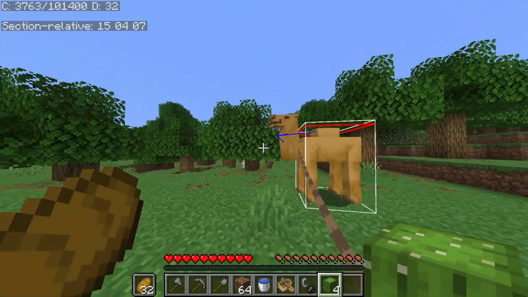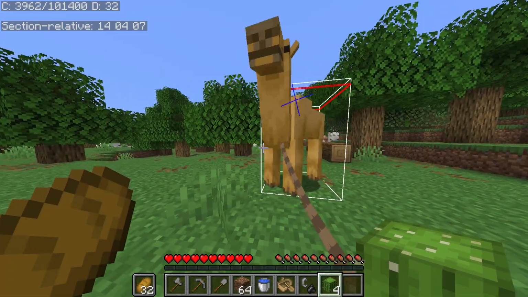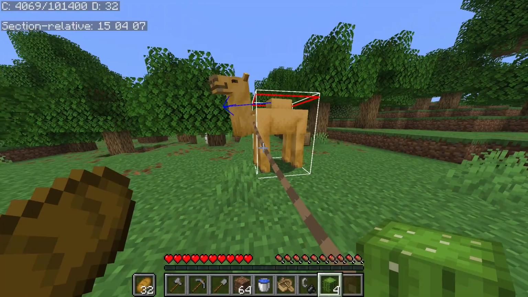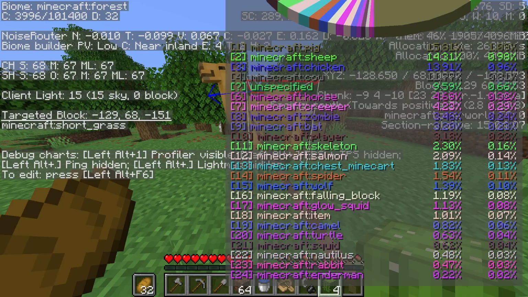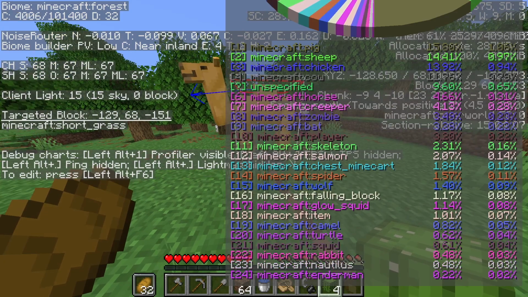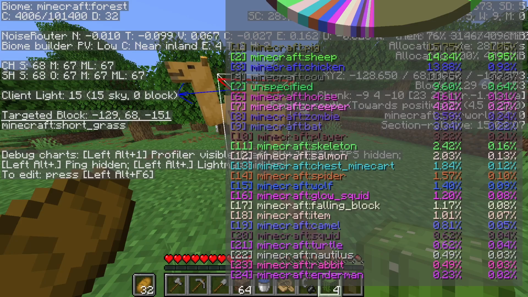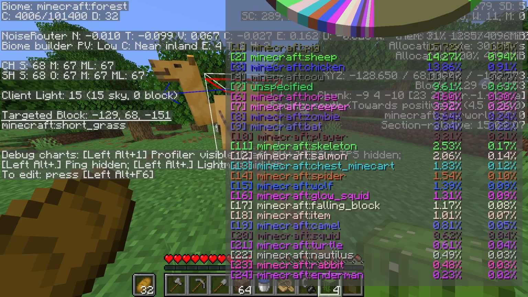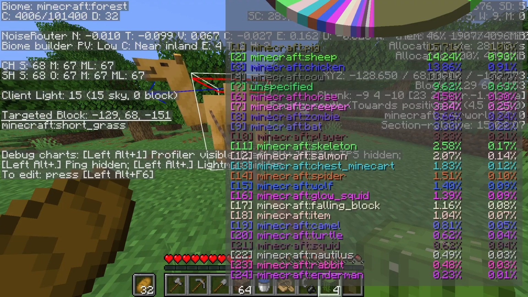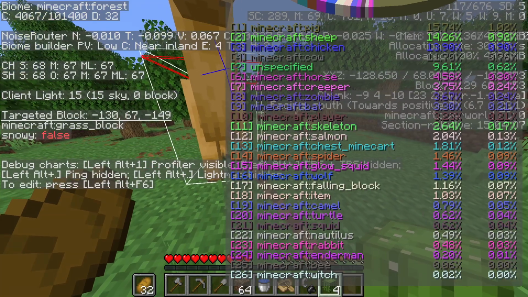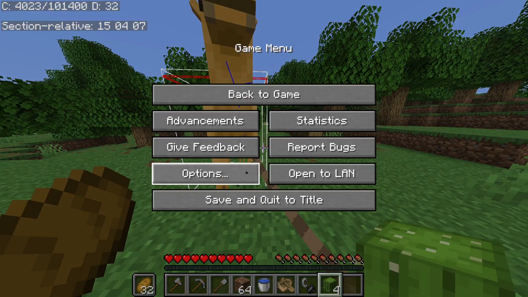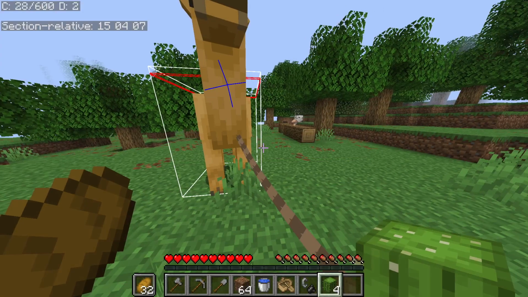Okay, let's say you want to breed camels, but you only have one camel and you want to find a second one. So what we're going to do is open the pie chart and go into tick entities, root tick entities. And if you look at the 19th row, right now it's Minecraft camel. And remember that color. And if you look at the second column, the 0.8%, we're going to be looking at that number. So let's lower our render distance to 2 first.